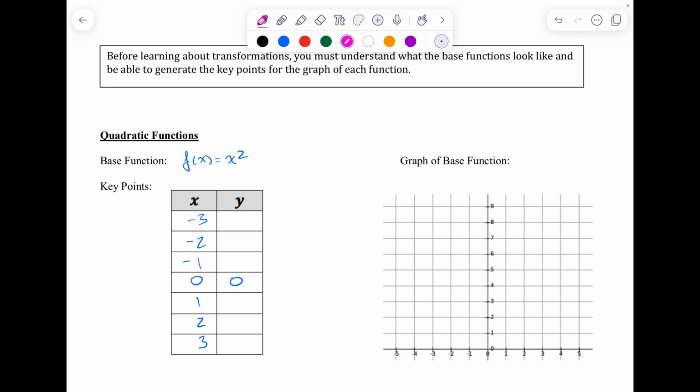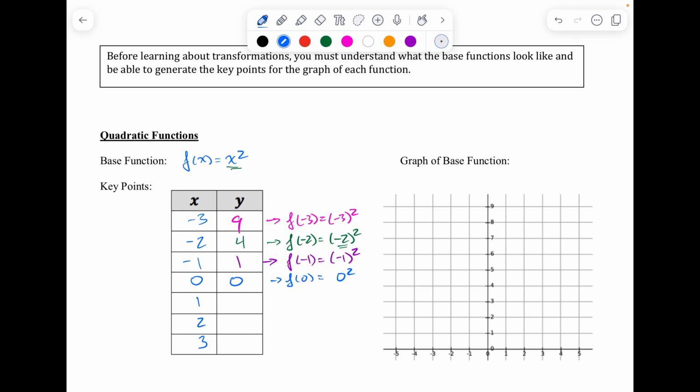And now we know that we can find the y values by saying f at -3 is -3 squared. So that's 9. And then for the second one, we can say f at -2 is -2 squared. So I'm replacing x with -2. -2 squared is 4. Then we can say f at -1 is -1 squared, which is 1. This one came from f at 0, which is 0 squared, which is 0.